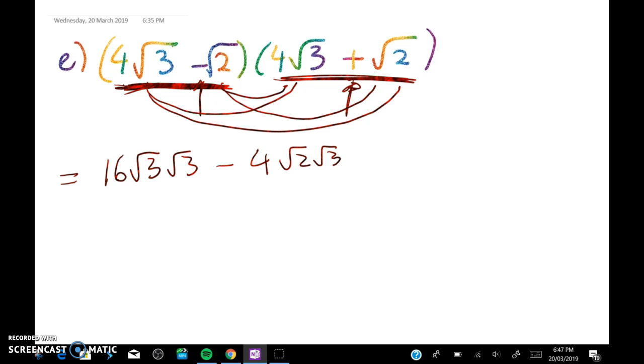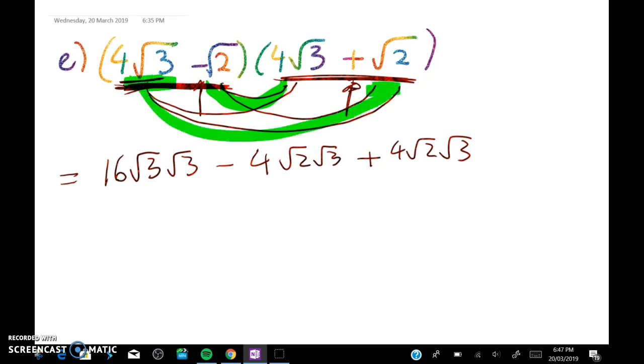Right, that's from, let's highlight it, those middle two there. Now, we're going to do the ones on the end, and we get plus 4 root 2 root 3. So that was this one times this one, and that leaves me with one to do, which is the ones on the end, so minus root 2 root 2. Now I've done that really slowly, but pretty quickly you'll be able to do them a bit faster.